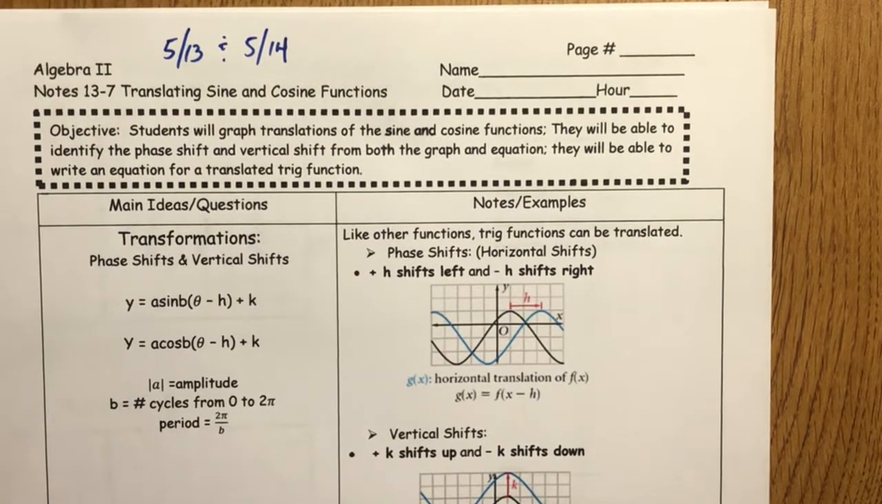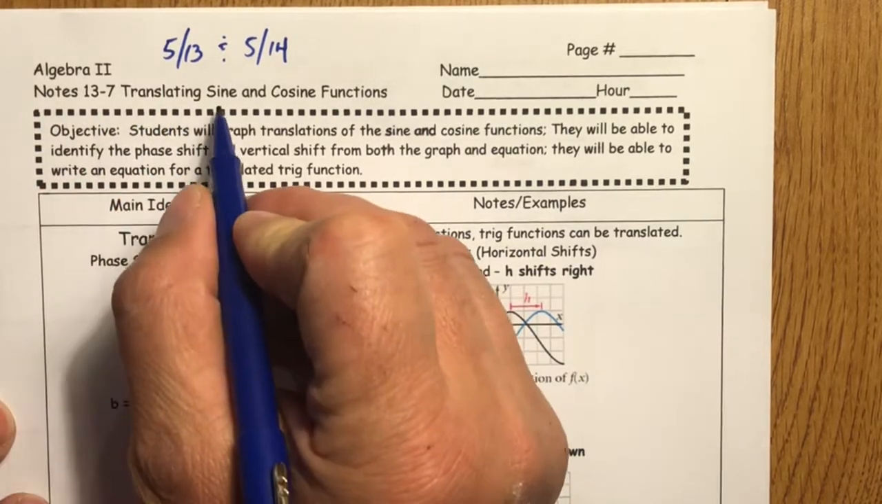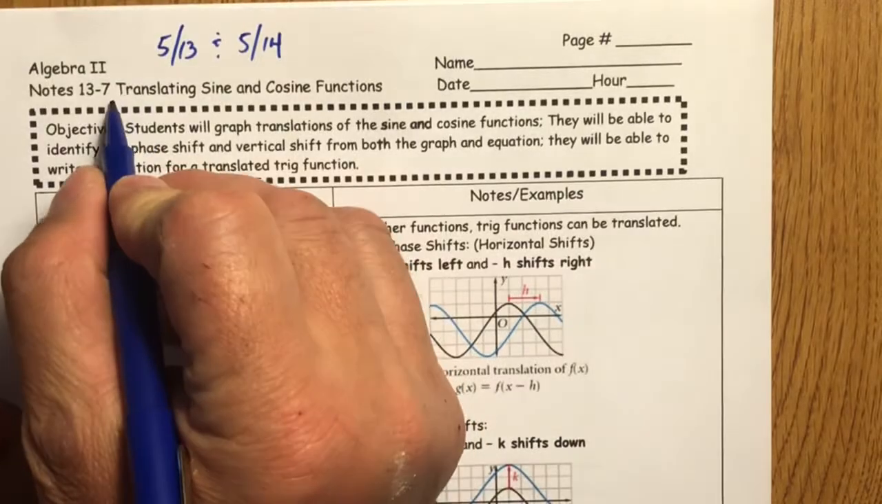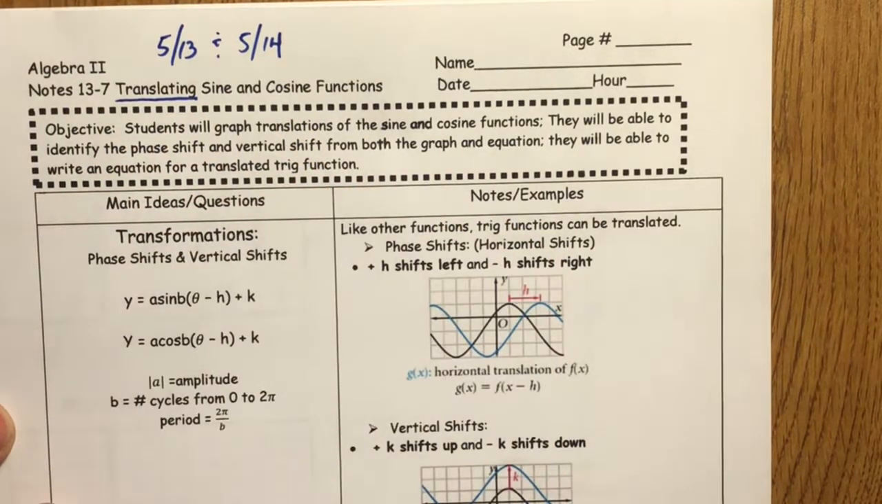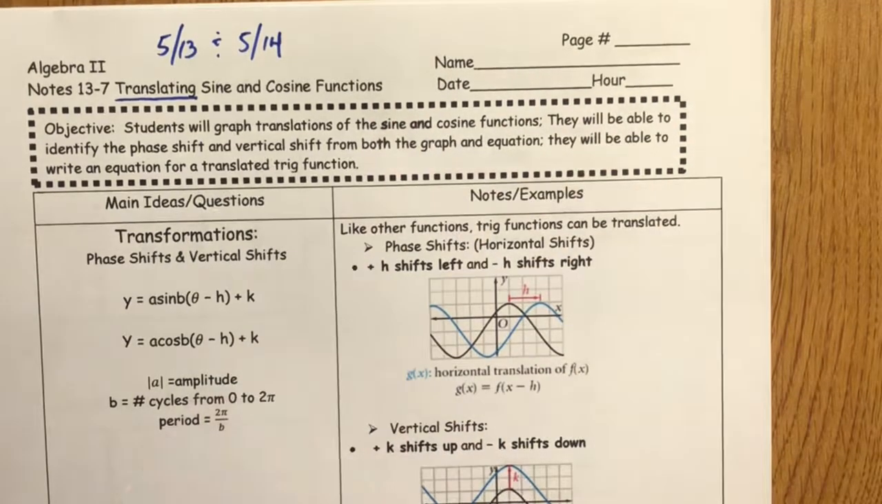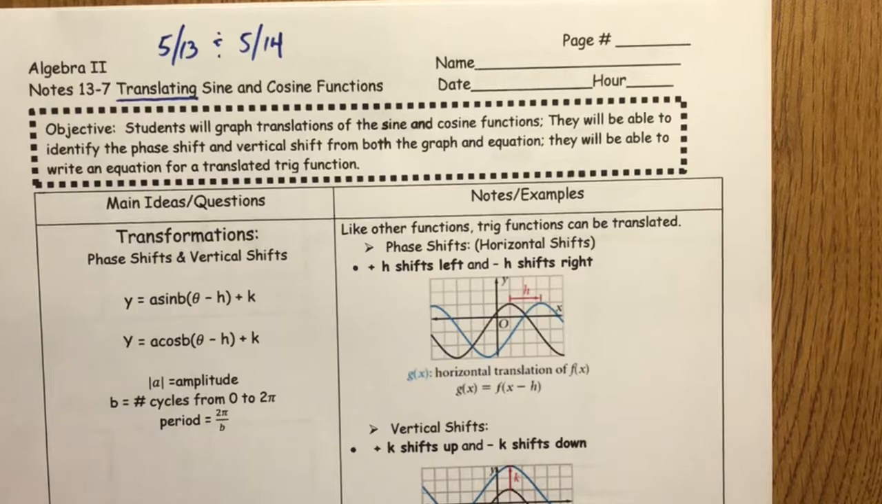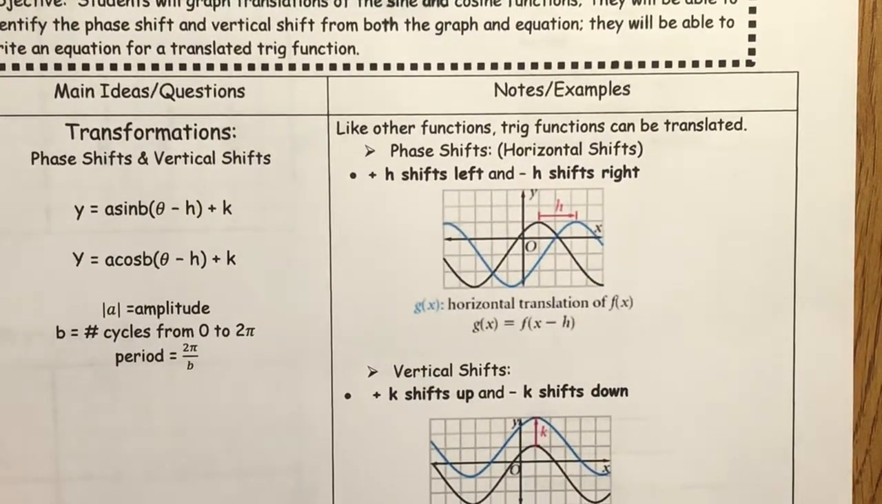Okay, so these are notes 13-7, translating the sine and cosine functions. We've done this before with other types of functions, linear functions, quadratics, cubics, all of them, and we're going to do the same thing with the sine and the cosine. I think you're going to notice some similarities here.